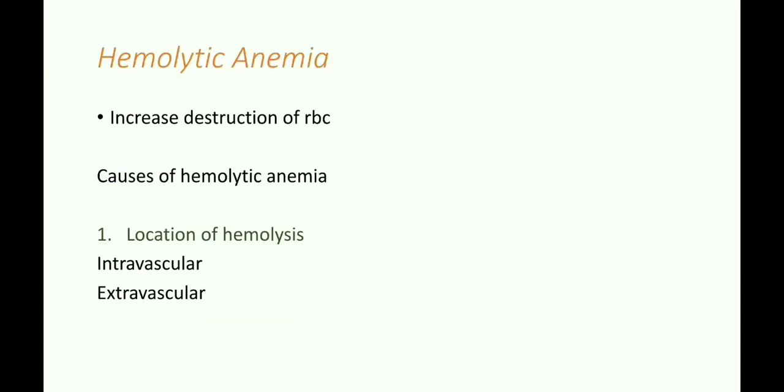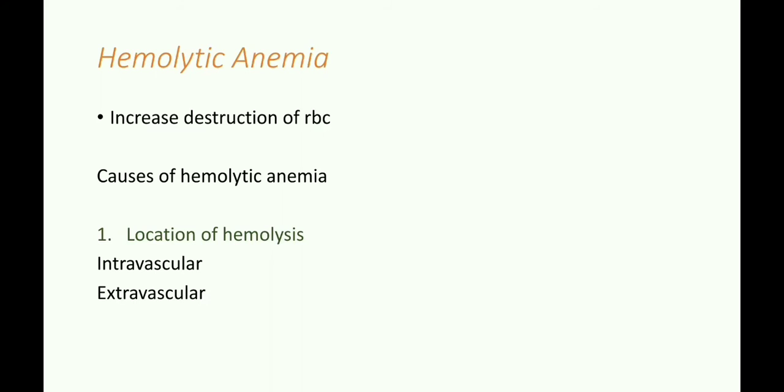So now let us see about hemolytic anemia. In hemolytic anemia, there is hemolysis. That means there is destruction of the RBC. There is increased destruction of the RBC, which is more than the compensatory response of the bone marrow. That's why you can get this hemolytic anemia.